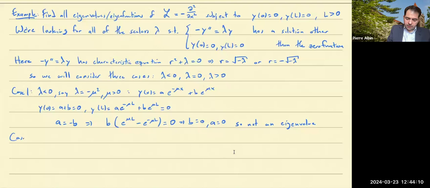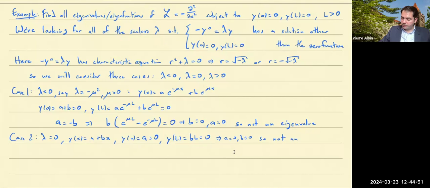Right? Second case, what if lambda is equal to 0? Okay, well then our equation is just 2 derivatives of y is equal to 0. So in this case, y of x would be a plus bx. Right, so if we impose our boundary conditions, y of 0 would just be a, and that would be 0. And then y of L, well, if you already know that a is equal to 0, that would just be b times L, and that's supposed to be 0. But L is positive, so that tells us that b is equal to 0. So we found that a is 0, b is 0, so not an eigenvalue.